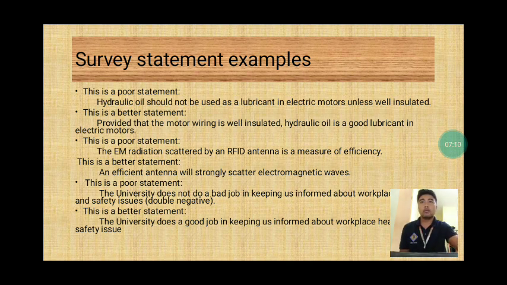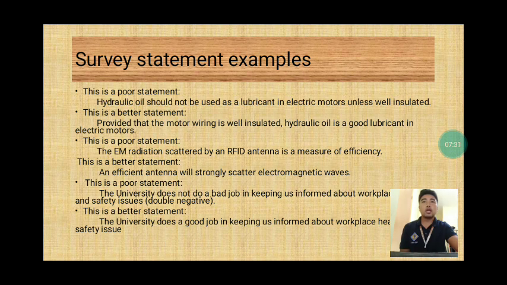Then the second example is a poor statement: The AM radiation scattered by an RFID antenna is a measure of efficiency. So this is the better statement: An efficient antenna will strongly scatter electromagnetic waves.